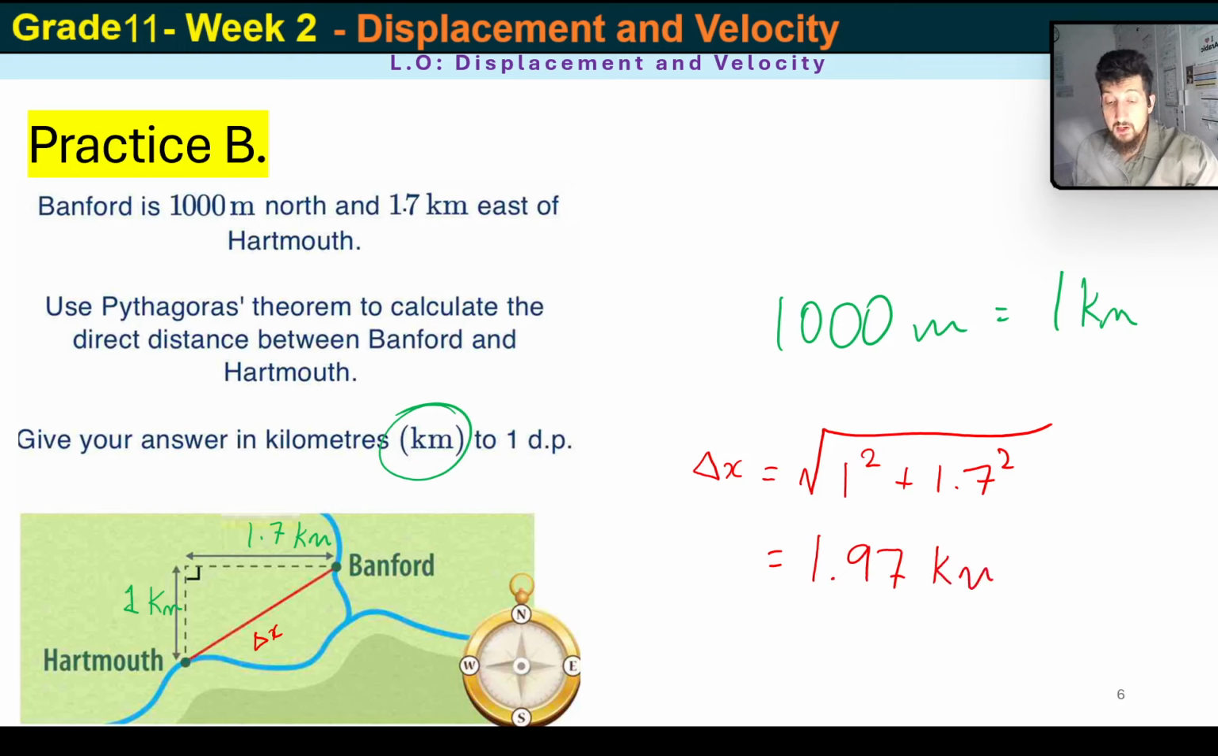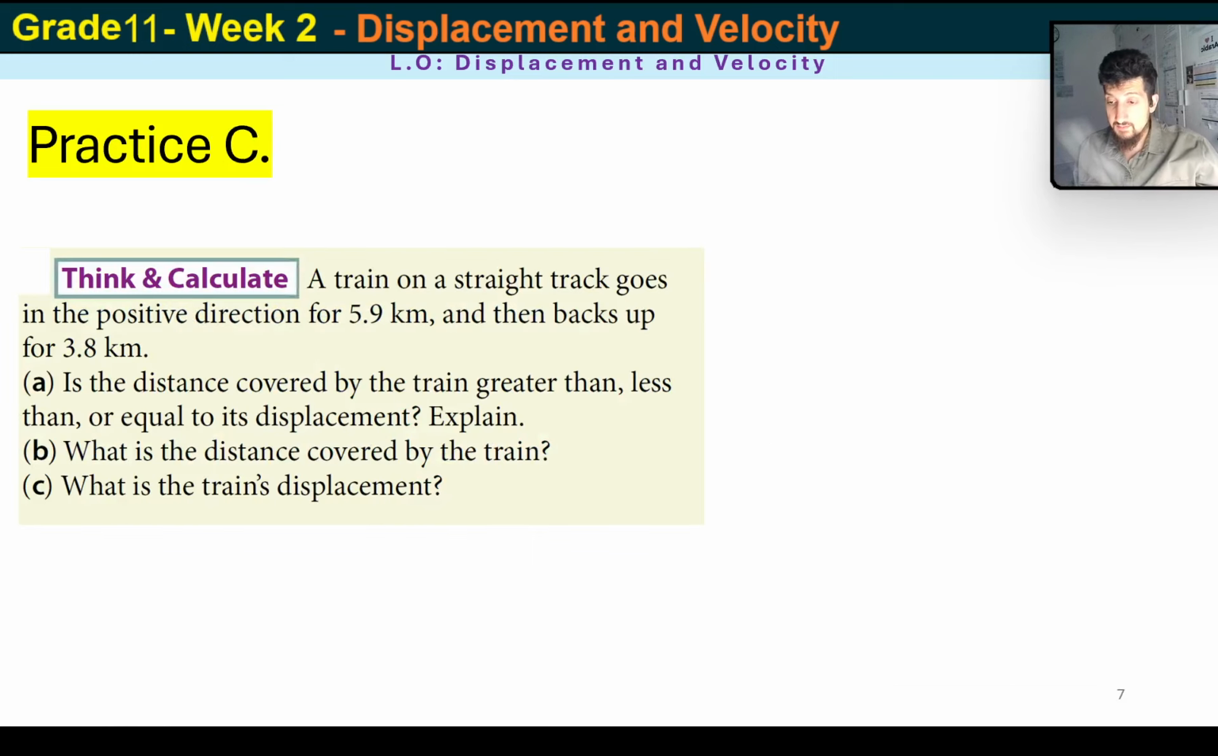kilometers. Now, if it says to 1 decimal place, it wants me to go over here, 1 decimal place. So there's a bit of a trick here, and the trick is such that it has to be to 1 decimal place. Now, I can't go 1.9 because the 7 rounds up, so it has to be a 2. So what do I have to do? I go 2.0 kilometers. That's the answer. Okay, let's keep going. Practice C.